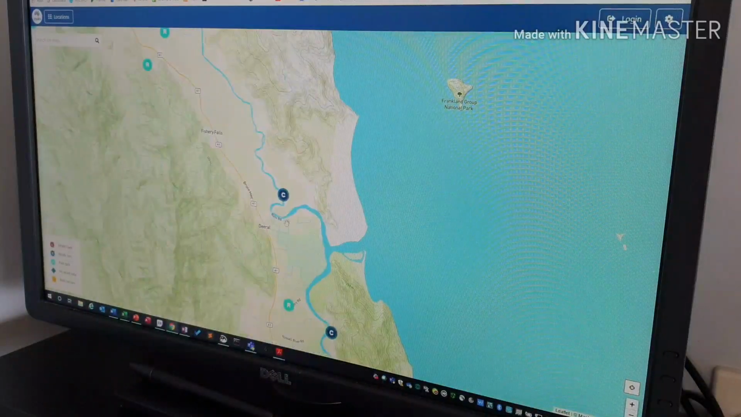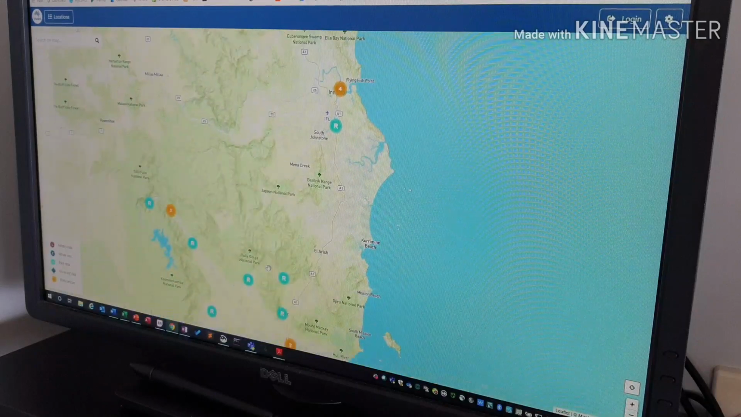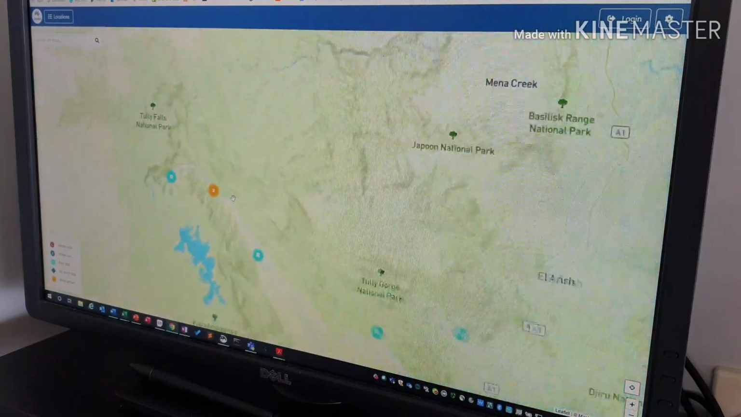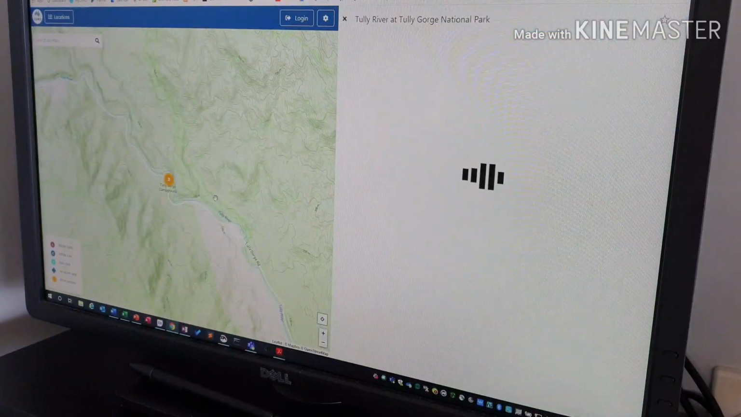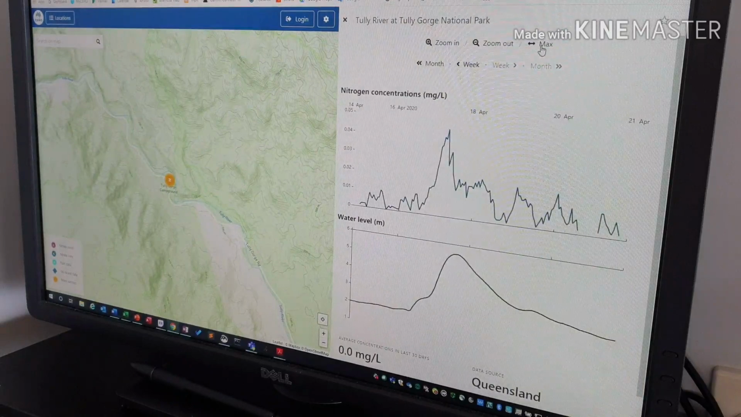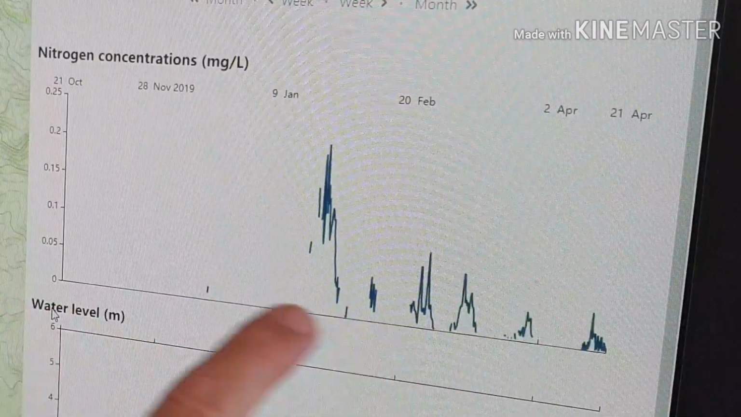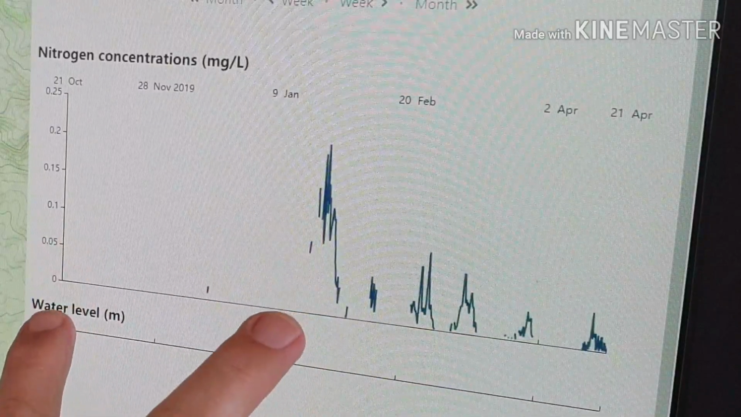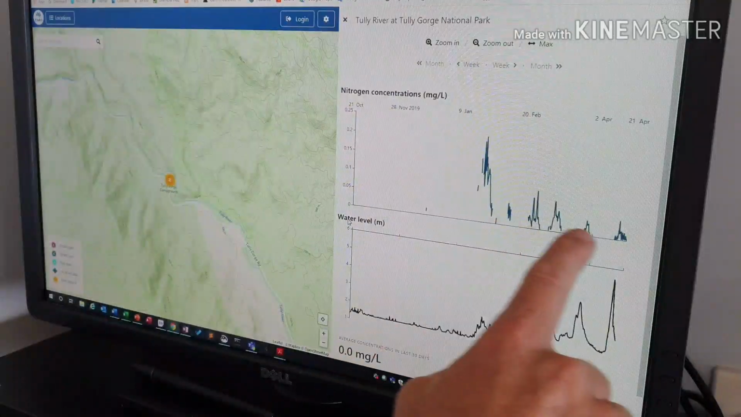If we close that and zoom out a little bit and go down to Tully, we can have a look at a nitrate sensor which is up here at the Tully Gorge, where the river leaves the rainforest. Once again, it's easier if we zoom out to the maximum extent of the data. In this instance, we can see that there was no nitrate data collected before the middle of January, and there's missing data in here.